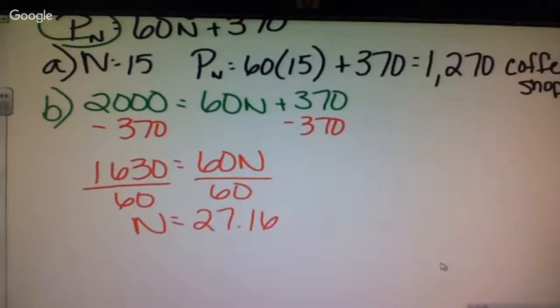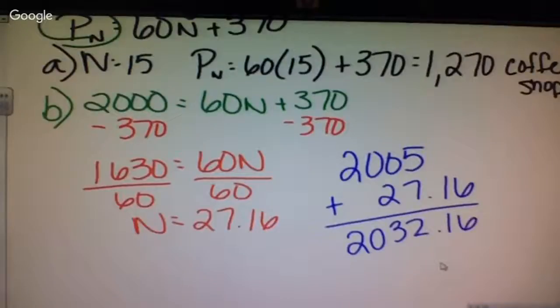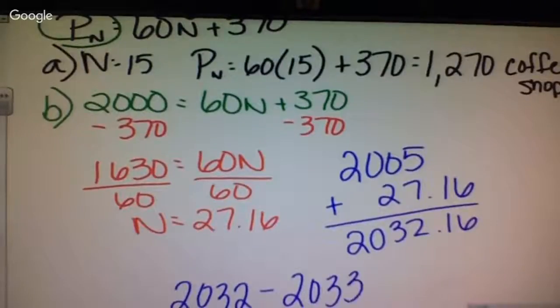Add it to 2005. We started this whole shebang in 2005. 27.16 years have gone past. What year is it then? 2032.16. So somewhere between 2032 and 2033, we've grown to 2,000 coffee shops.